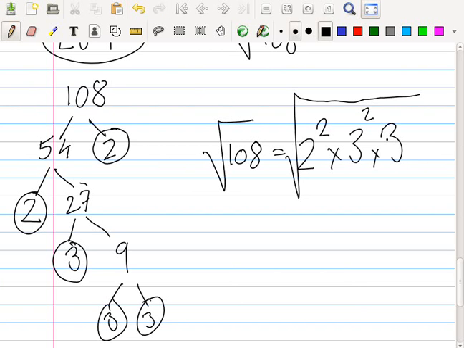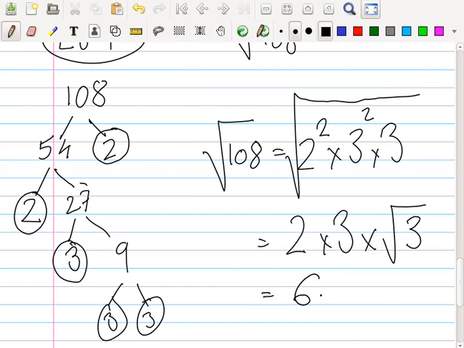And the square root cancels the squares. So in fact, I can cancel this square to leave me with a 2. I can cancel this square to leave me with a 3. But I can't cancel here. So I'm just left with a root 3. So this equals 6 root 3. And that's the simplified answer. That's as small as you can make it. Okay, write that example down, please.